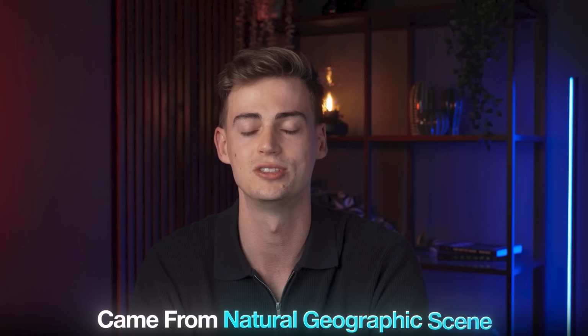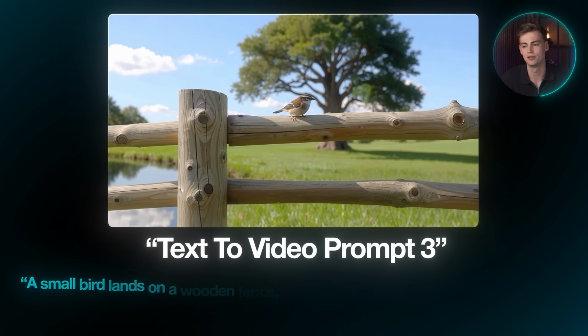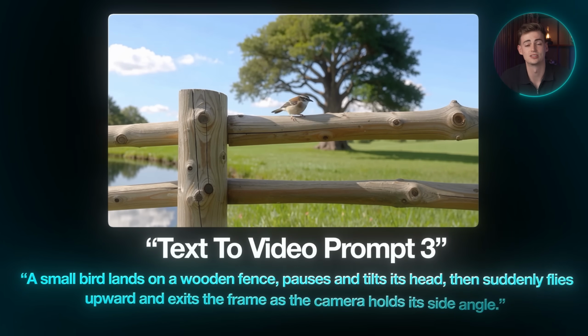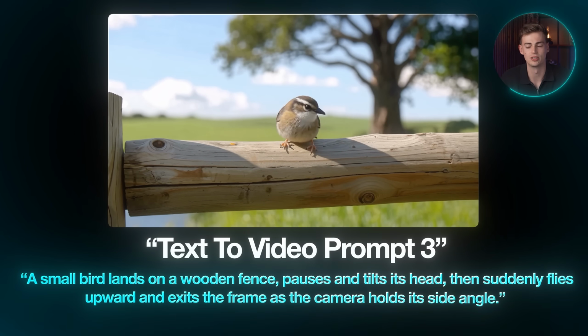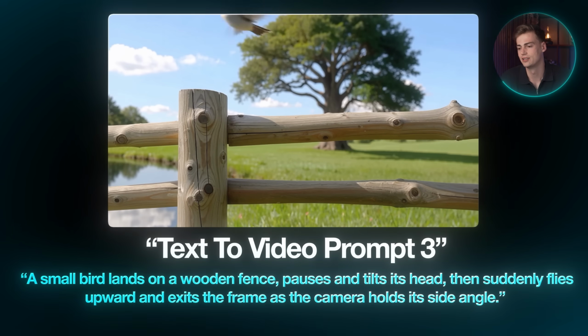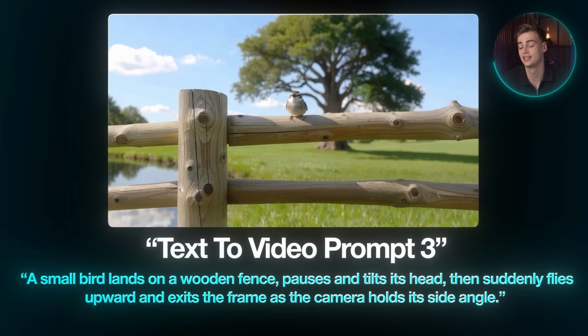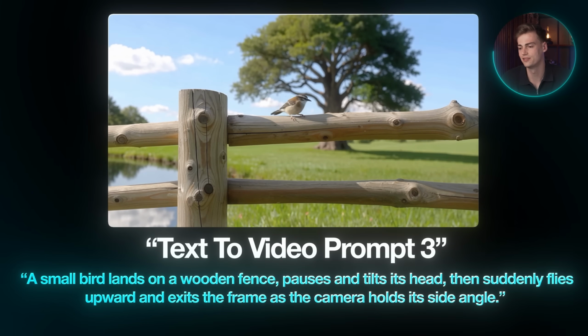Okay, so prompt number 3, I want to generate a prompt that looks like it came from a natural geographic scene. A small bird lands on a wooden fence, pauses and tilts its head, then suddenly flies upward and exits the frame as the camera holds its side angle. This one turned out great. The bird landing felt natural, but the way it flew looked a bit off and kind of funny. Still, it brought the prompt to life really well.